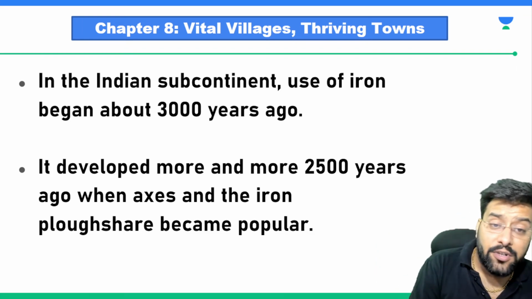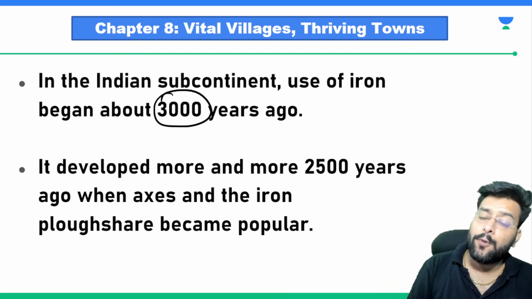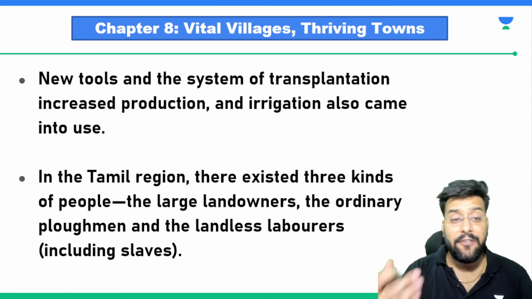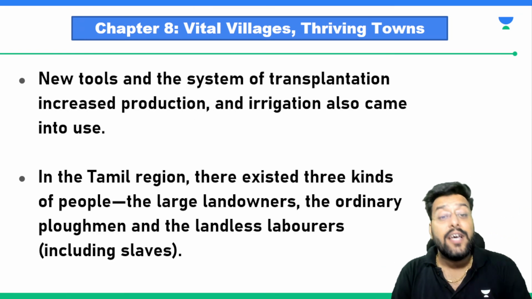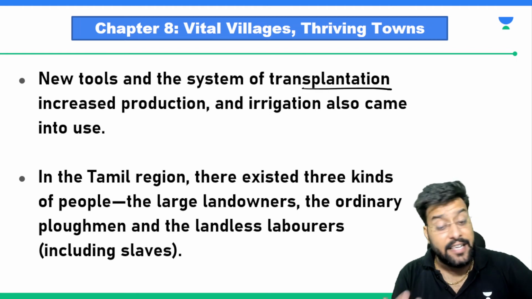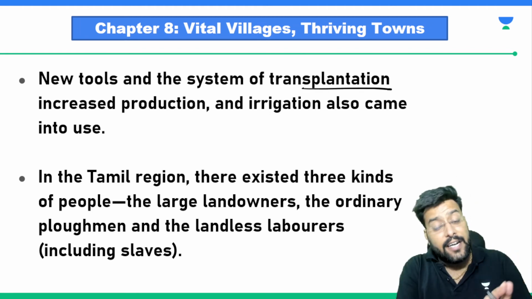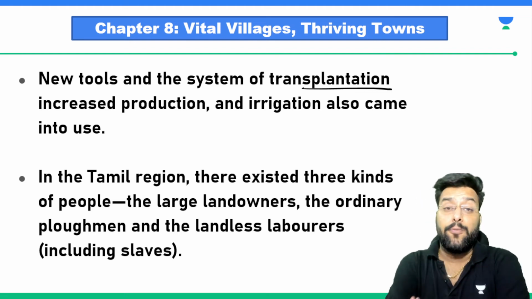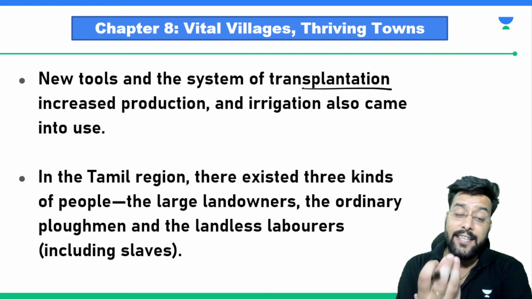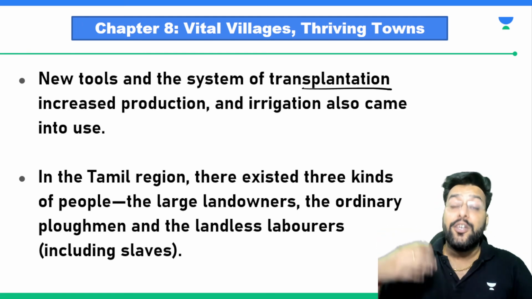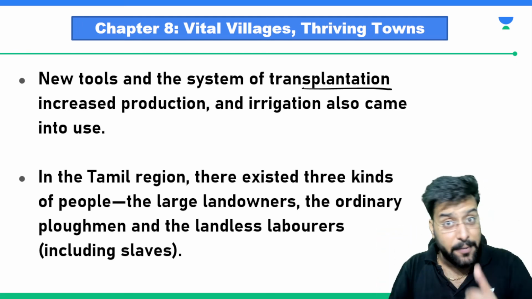So we talked about this, that around 3000 years ago, the Indian subcontinent started the use of iron. People started making tools some 2500 years ago. With the help of tools, the system of transplantation increased. I told you about this in the last class, that during a certain period rice transplantation took place. What is rice transplantation? Rice saplings are grown in a smaller field, and then they are transported to a bigger field. With the help of tools, that transplantation became easier.